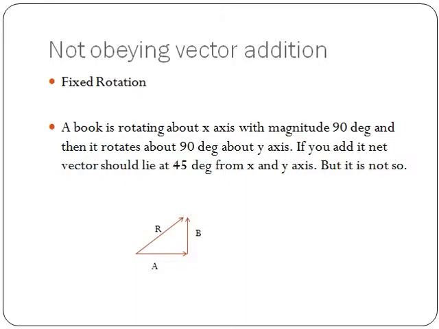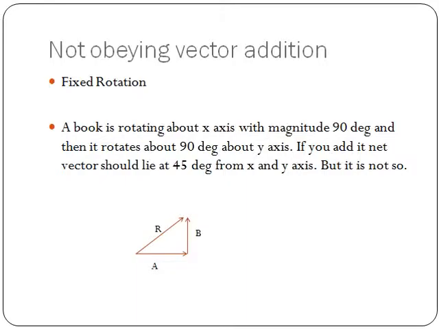Take any book or some rectangular article, and mark the x-axis on it. Then rotate 90 degrees about the x-axis. Say A is the vector in this, and the magnitude is 90 degrees. After that, rotate 90 degrees in the y direction. That is B. B is perpendicular to A, because A has rotation axis x, and B has rotation axis y.